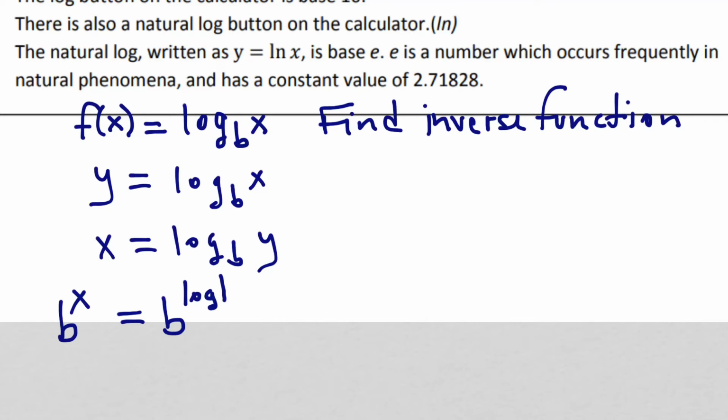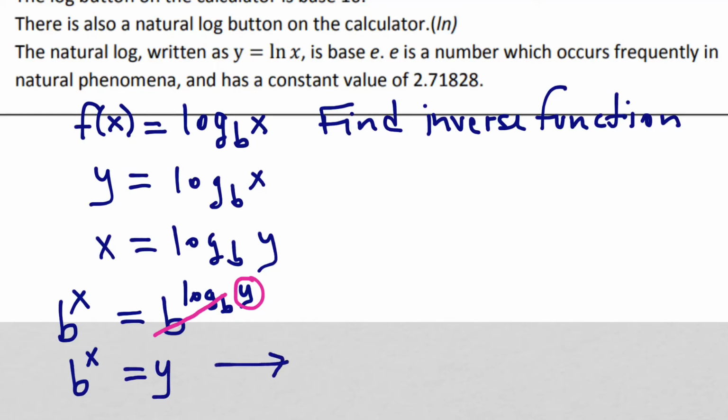Oops, that's a little b. Log to the base b of y. Since these are inverse functions, this gets rid of all that, so I'm just left with y. So I'm saying b to the x is equal to y.